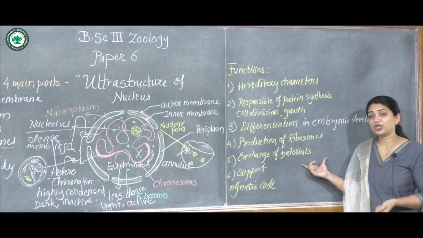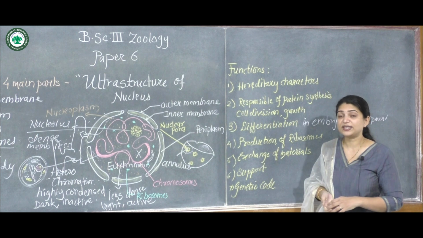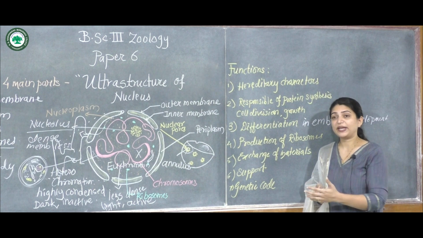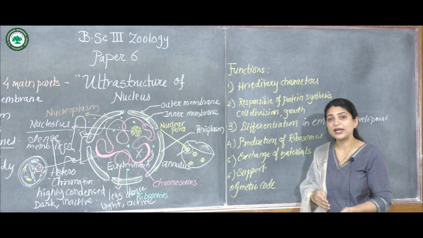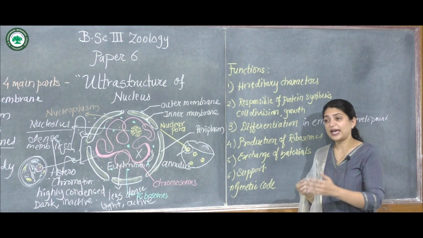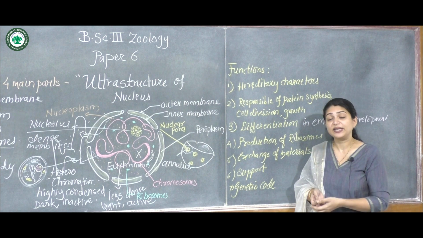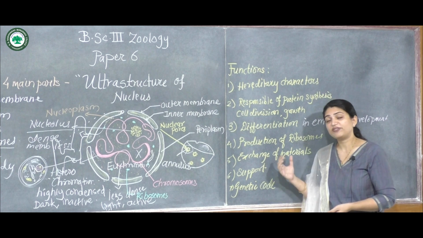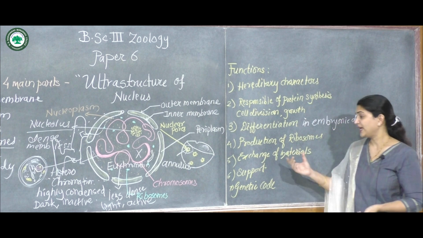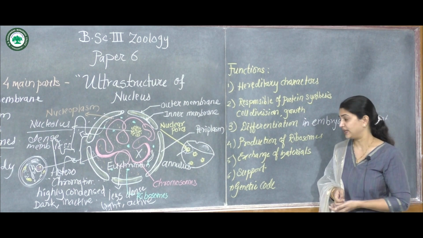Okay, then exchange of materials. Here I have shown you the structure called nuclear pores, which helps to exchange material from the nucleus to the cytoplasm, and from the cytoplasm to the nucleus, to transport different kinds of enzymes or salts, DNA, RNA, mRNA, tRNA, rRNA. So different forms are transferred from one place to another. Okay, so the nucleus helps a lot in the exchange of materials.